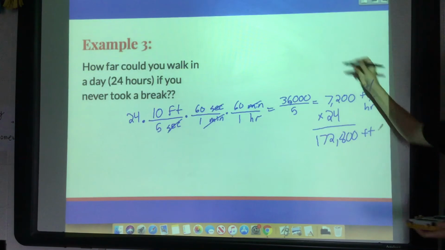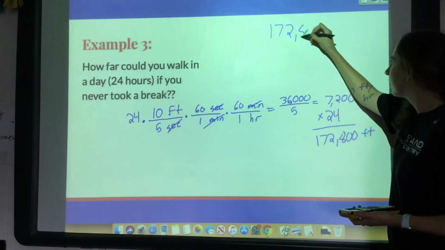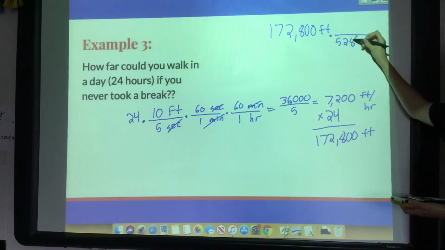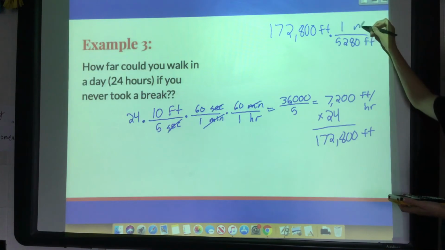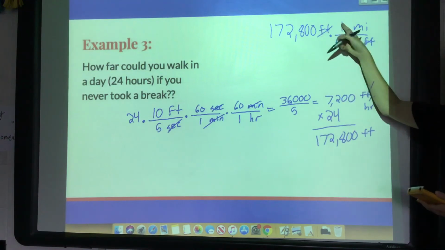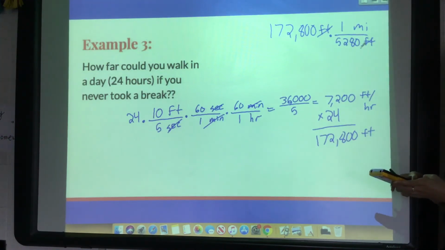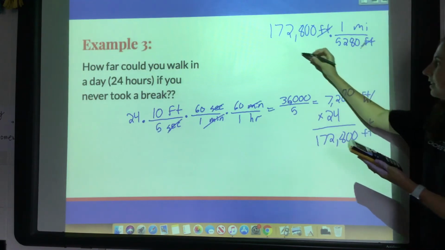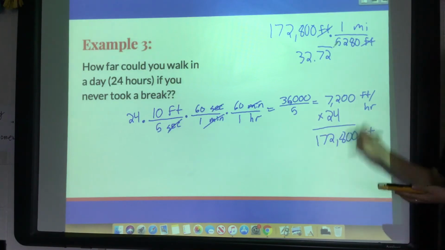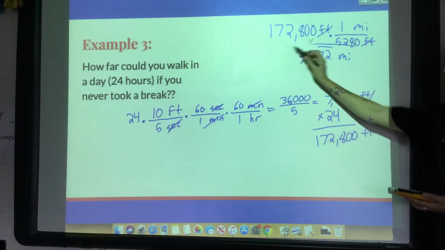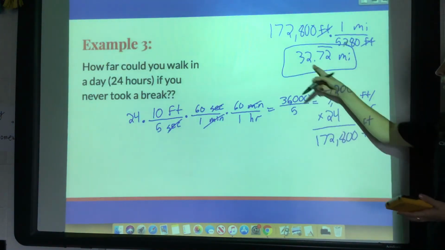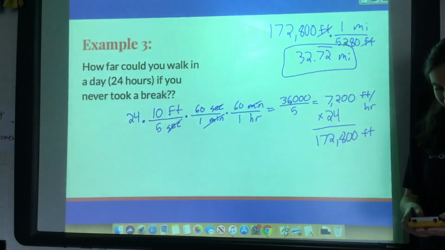So if we wanted to convert that to miles, I know there are 5,280 feet in 1 mile. And so feet would cancel, multiply, and then divide. And that is, oh my goodness, 32.72 repeating miles. So that's how many miles I could go if I kept up that same pace for a full 24 hours. I could walk 32 miles over a marathon.